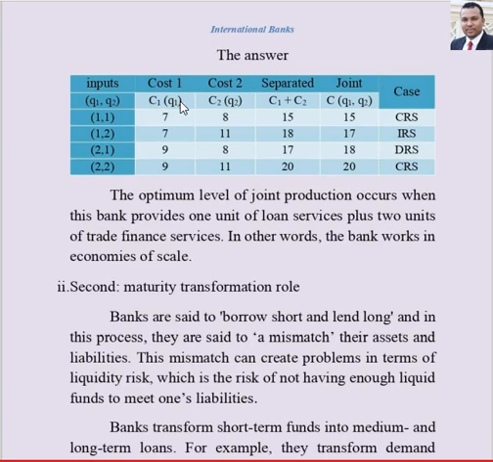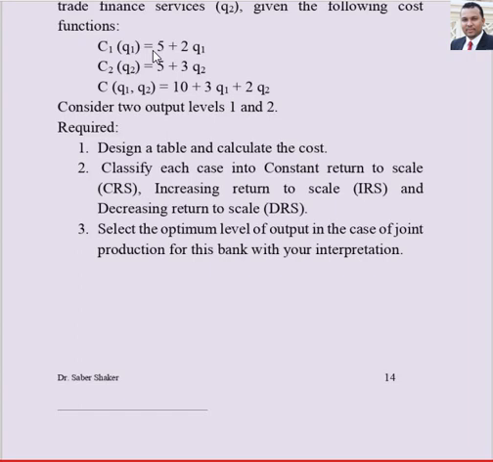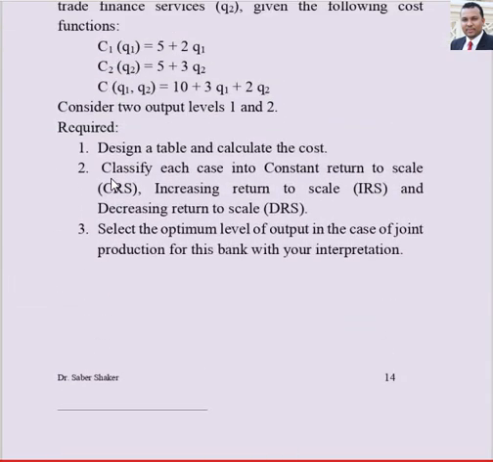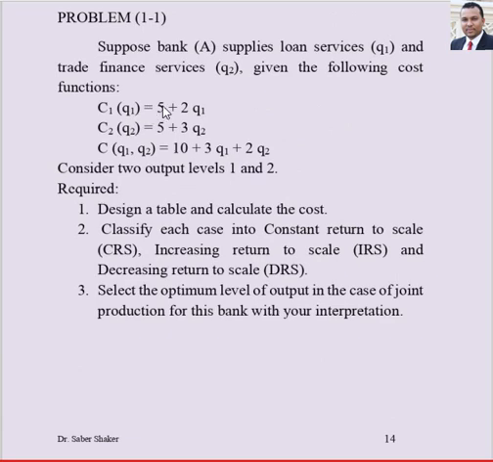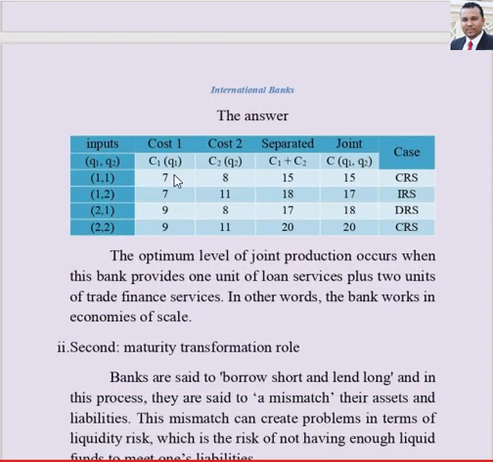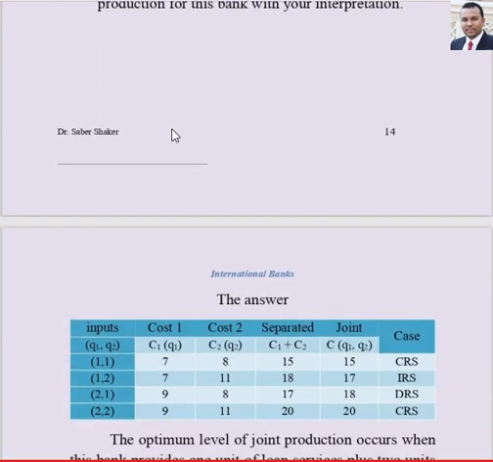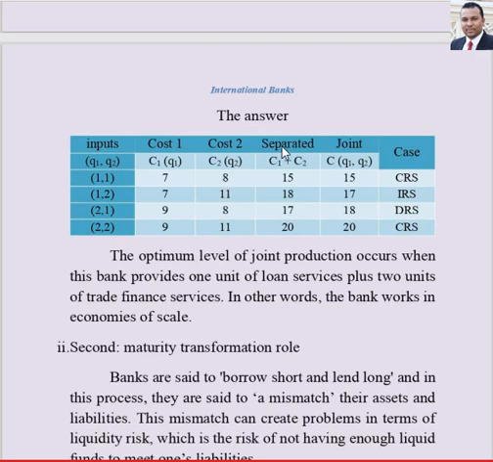What about C1(Q1)? This equation, when Q1 equals 1, equals 5 plus 2 multiplied by 1, so the output equals 7. Yes, 7. In the same case, what is the cost for Q2 when Q2 equals 1? Go to the equation of Q2: 5 plus 3 times 1 equals 8. Yes, 8. What about this column? This column is C1 plus C2, the summation.